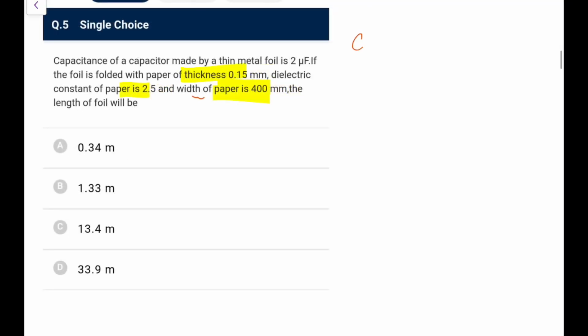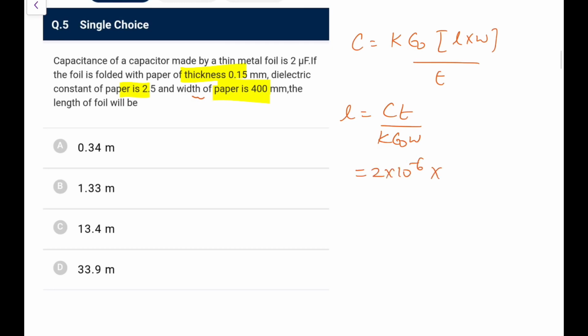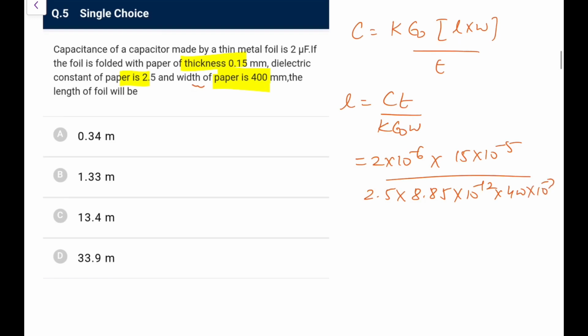Writing C as K times epsilon naught times area, where area is length into width, upon thickness. So length comes out as C t upon K epsilon naught W. C is 2 into 10 raised to power minus 6, given, thickness is 0.15 mm, that is 15 into 10 raised to power minus 5, K is 2.5, epsilon naught you know is 8.85 into 10 raised to power minus 12, and the width is 400 mm, so 400 into 10 to the power minus 3.